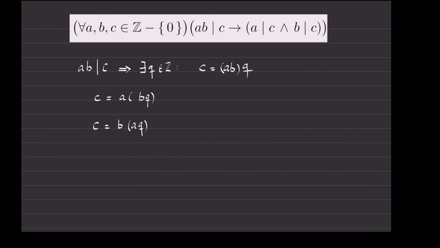But because b and q are integers, bq is an integer, so this means that a multiplied by an integer is c, so this means that a divides c. But this can also be seen that a times q is also an integer, so then it means b times an integer is c, so this means that b also divides c. So this is the proof.